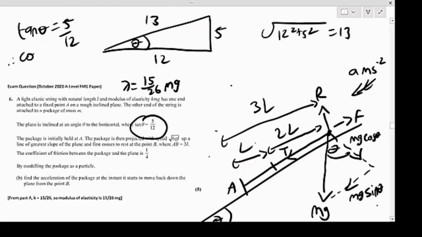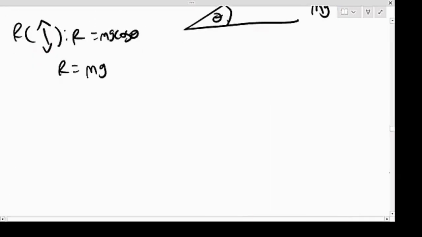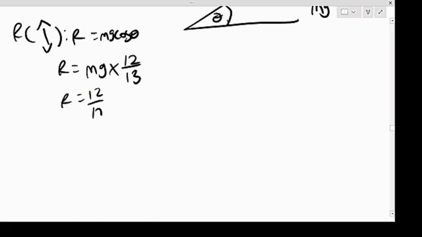Therefore, cos theta is going to equal the adjacent 12 over the hypotenuse 13. We can also deduce sine theta from this. So that's going to be opposite, which is 5/13. Okay, well, cos theta is 12 over 13. So I can multiply mg here by cos theta, which is 12/13. Well, simply R is 12/13 mg.